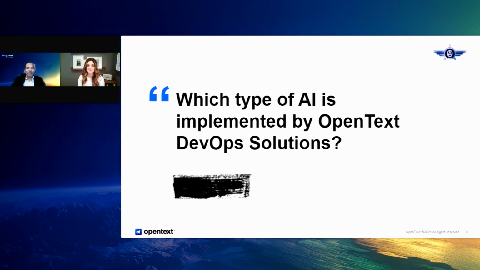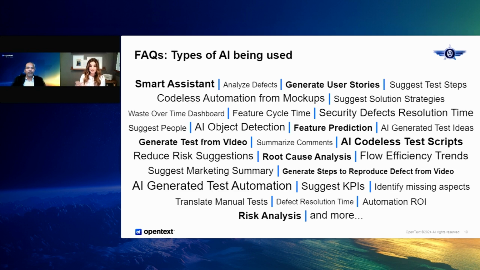Which type of AI is implemented by OpenText DevOps solutions? Meaning, let's take it a step further. What type of AI are you actually using for all these features? Well, if we go back to the eye chart slide I gave you, this big list of different things that we can do already in our solution stack, we'll use this as a framework. Let me break it down.